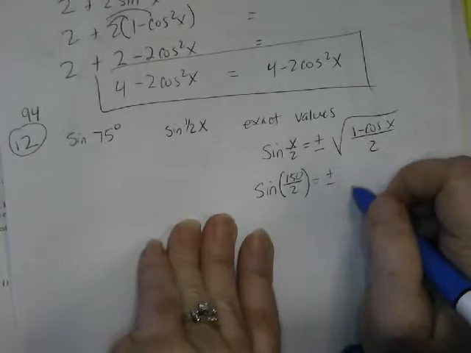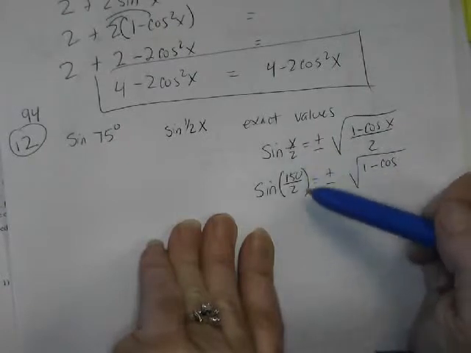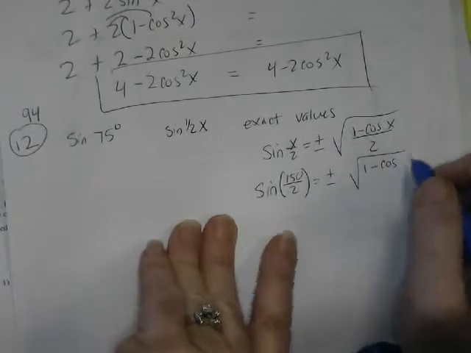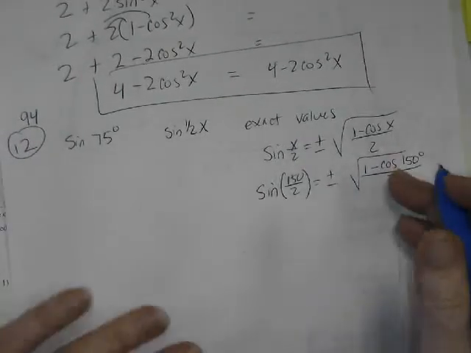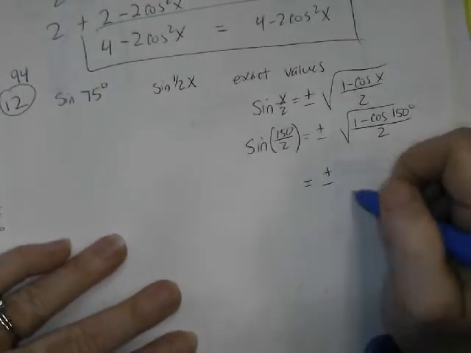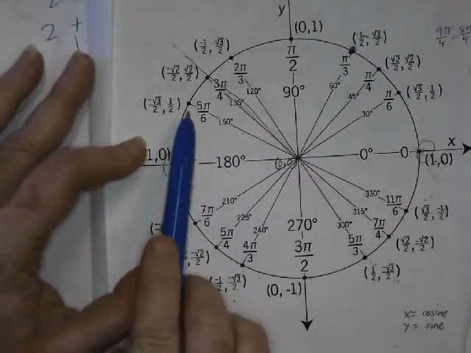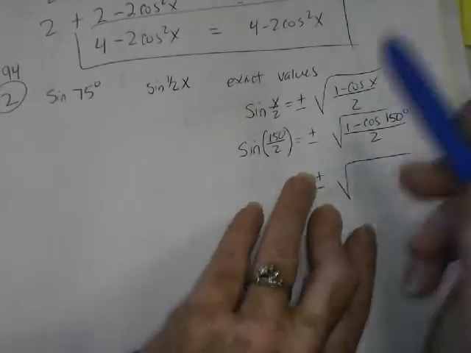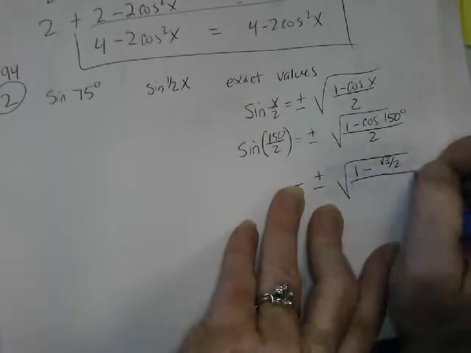Equals plus or minus, and then I go 1 minus cosine of x, well, if x over 2 is 75, x is 150, all over 2. So cosine of 150, I can find that on my little unit circle, because it's one of my special angles. So it's right here, and I want cosine. So cosine's negative root 3 over 2. That's an exact value. So that's what I'm going to use right here. 1 minus negative root 3 over 2, all over 2.